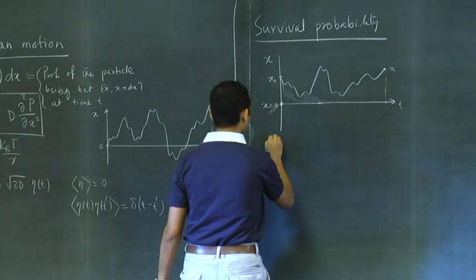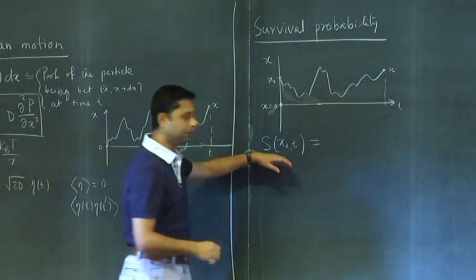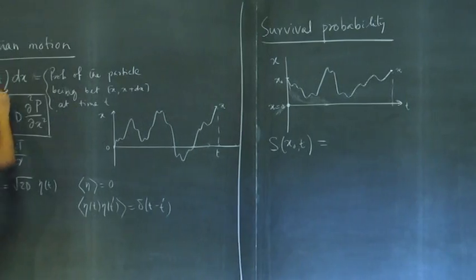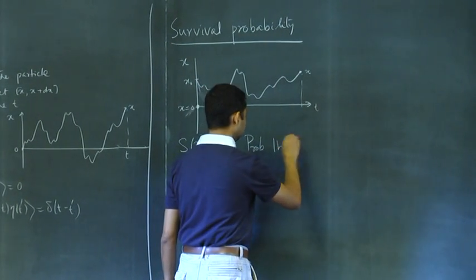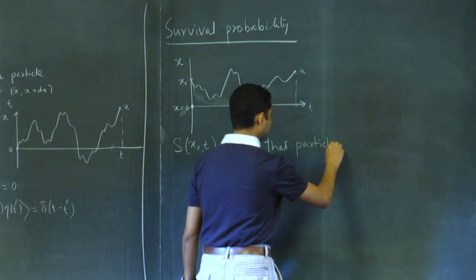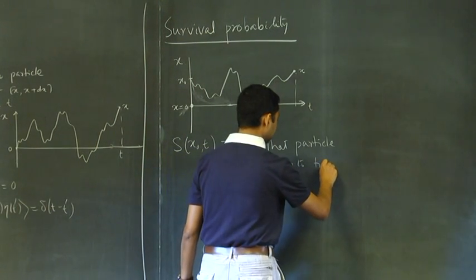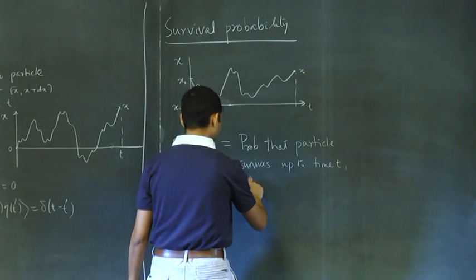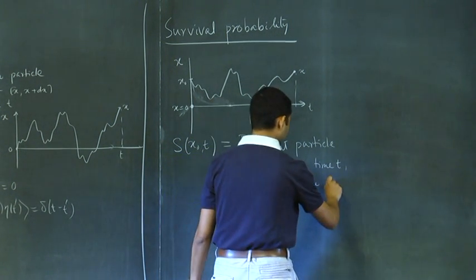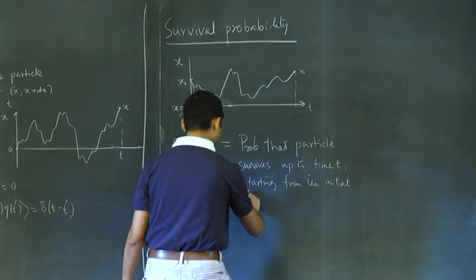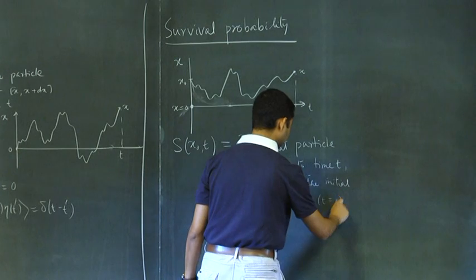So, we define Q(x0, t), and this is a probability now. The earlier P was a probability density, right; this is a probability. It is the probability that the particle survives up to time t, starting from the initial position x equal to x0, at time t equal to 0, right.